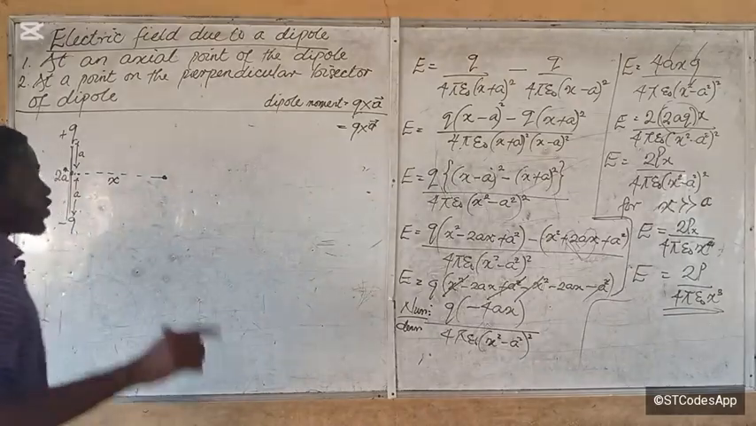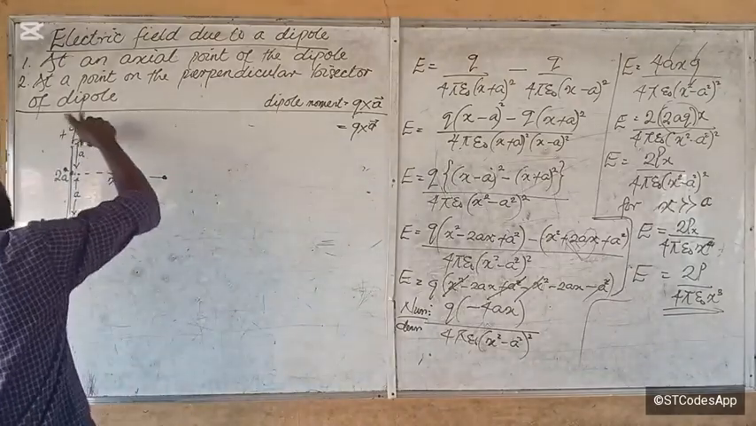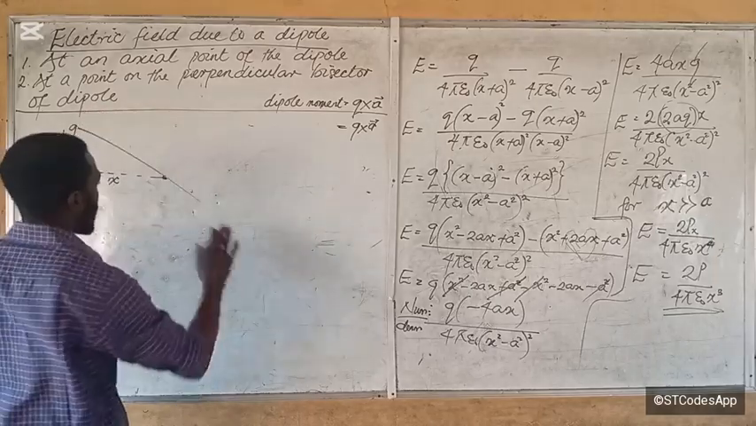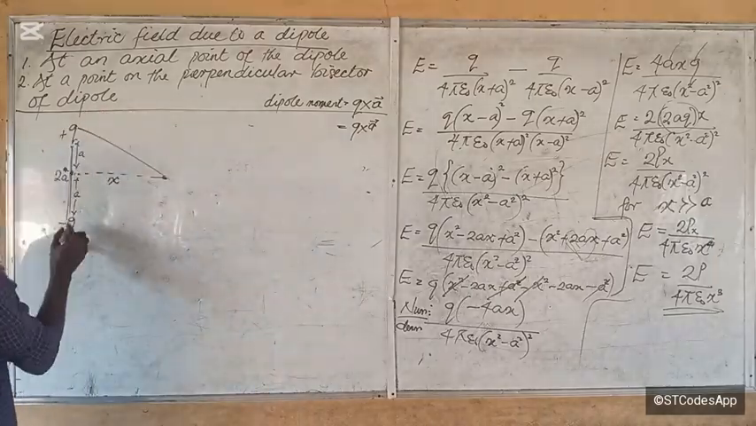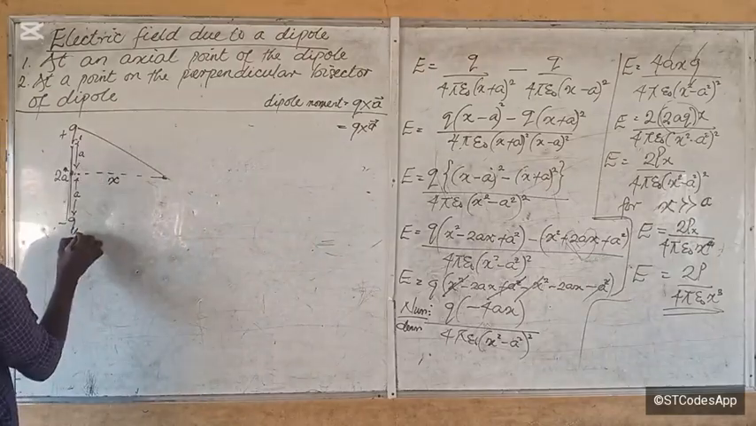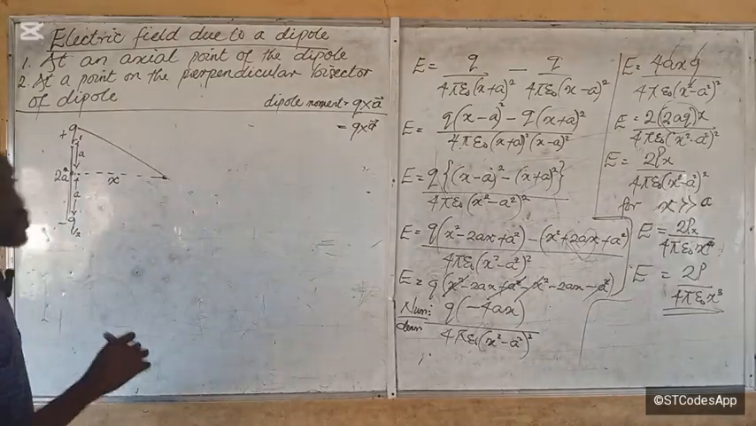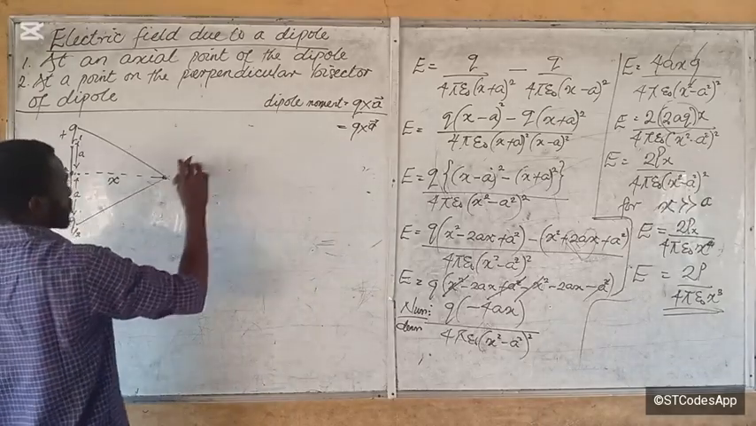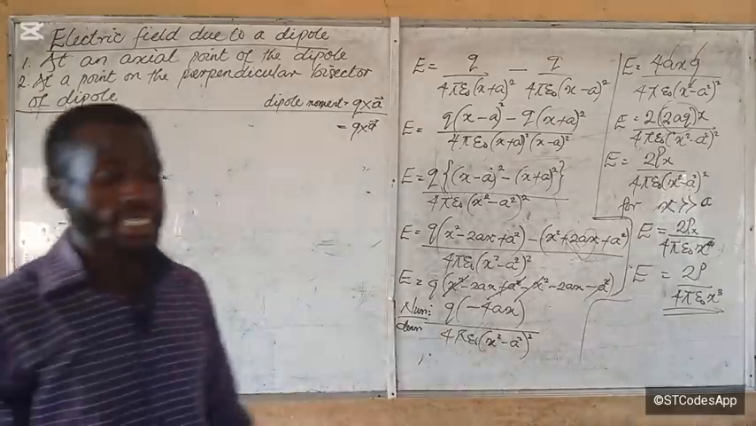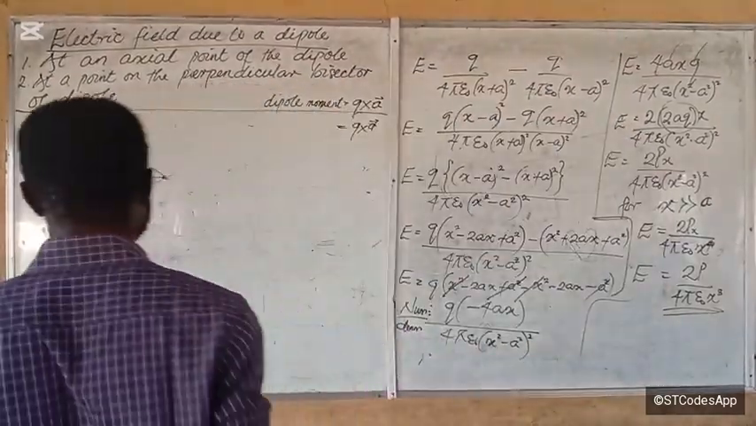Does that make sense? So the electric field due to this Q is going to act along this line. Let's call this Q1 and Q2. Electric field due to Q2 is going to act along this line. Does that make sense? Yes. All right, let's go.